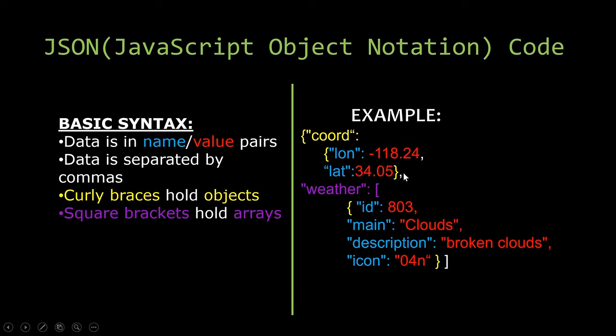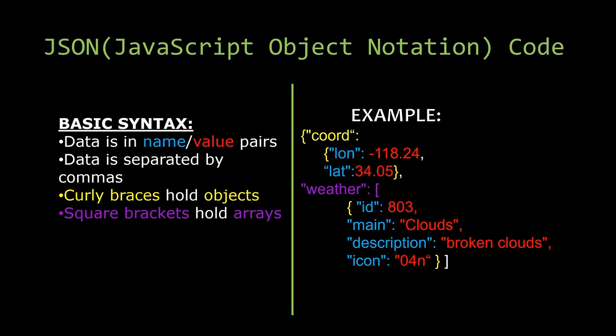So again, data is in name value pairs, like longitude and then its value. It's separated by commas. Notice there's commas between each of these. And then curly braces, or curly brackets, hold objects. So we have an object here, which is a coordinate. Really, objects come in varied things, but this is one example of an object. And then square brackets hold arrays, which are lists of individual objects or items, which is pretty awesome.